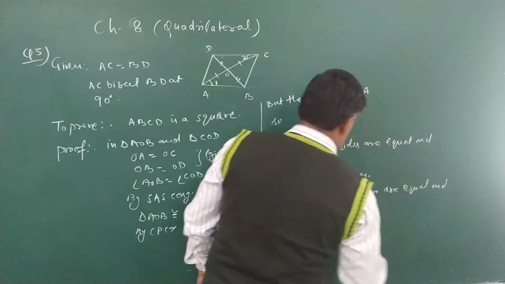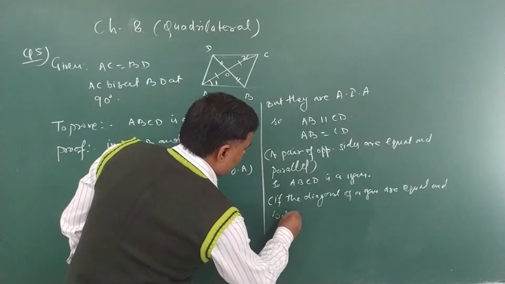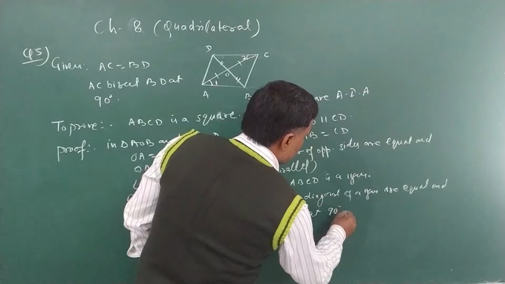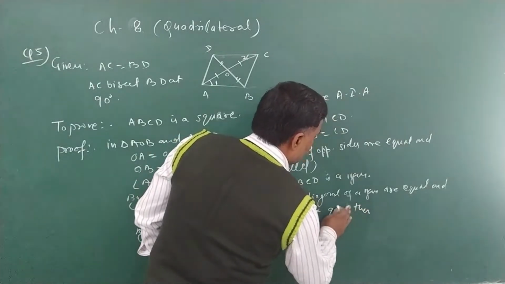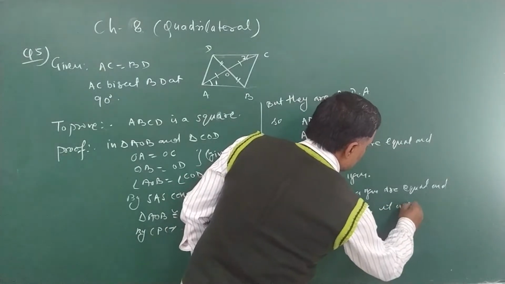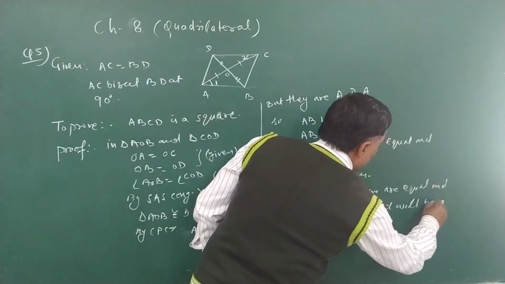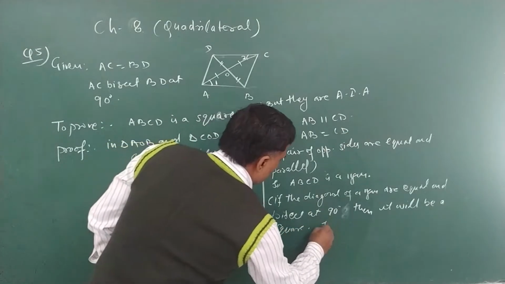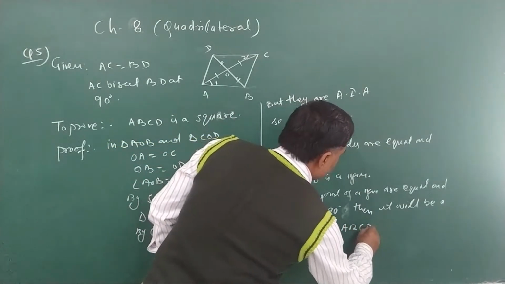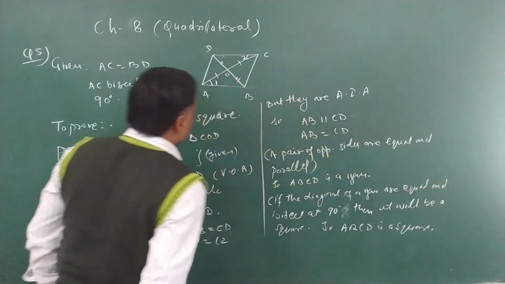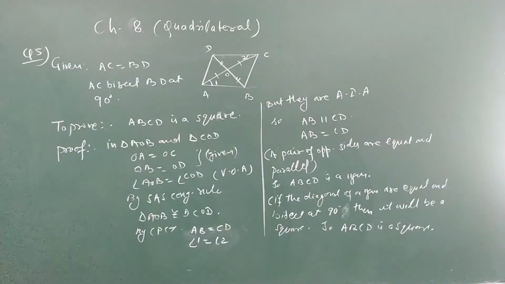and bisect at 90 degrees, then it will be a square. So we can say ABCD is a square. This is your question number 5. Now move on, question number 6.